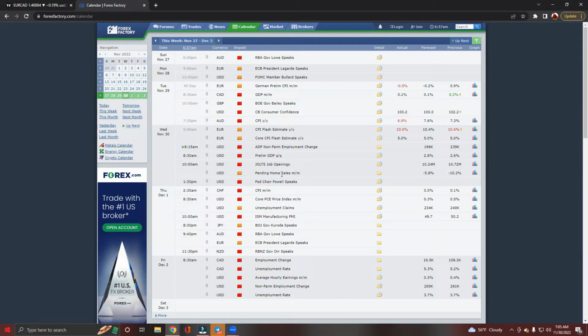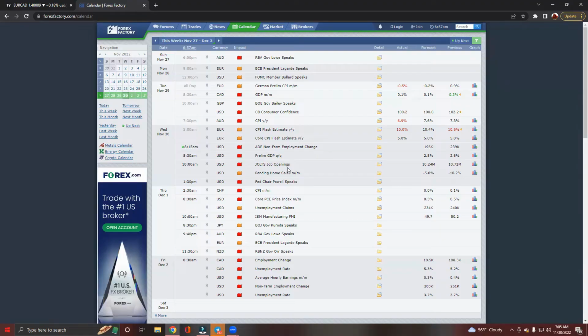We also have pending home sales. We have job openings. We have GDP. We have so much going on right now. Today is going to be a heavy fundamental day. And the way you can deal with this is you can decide to not trade today, as far as not trade the market and not look at any pairs, but simply understand what's going on and how the market will react to these certain fundamentals.